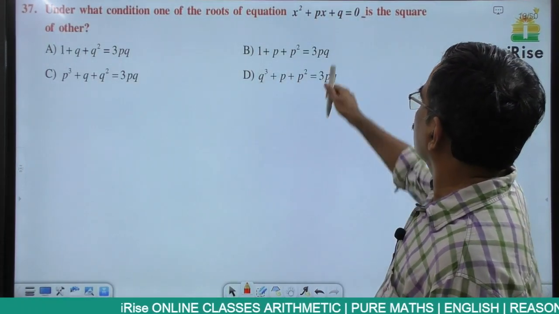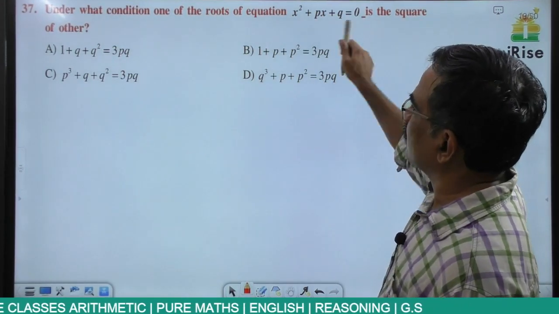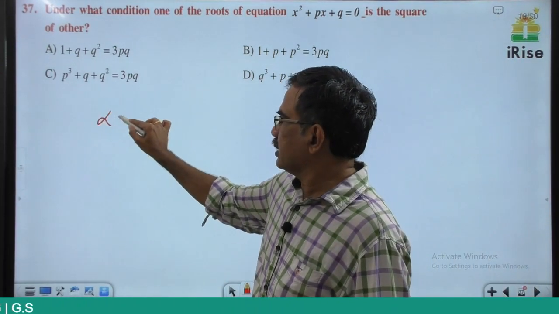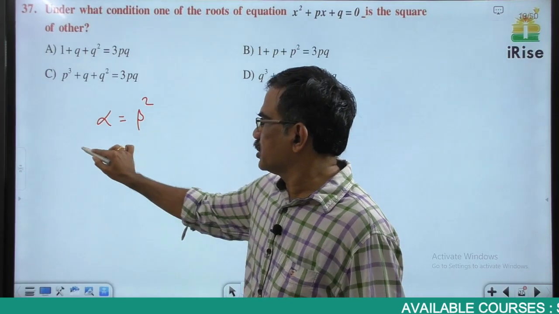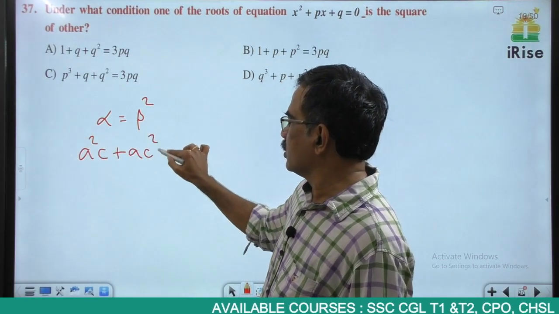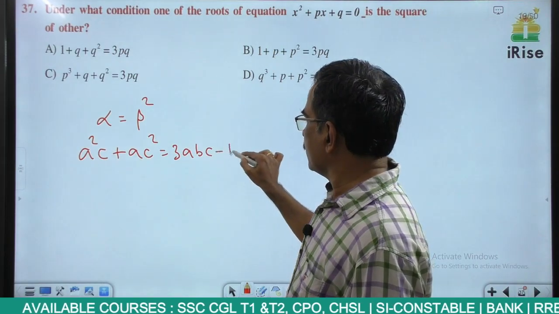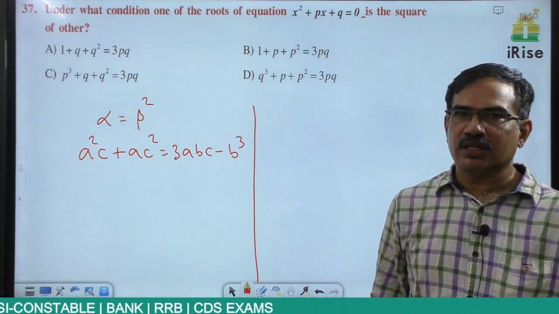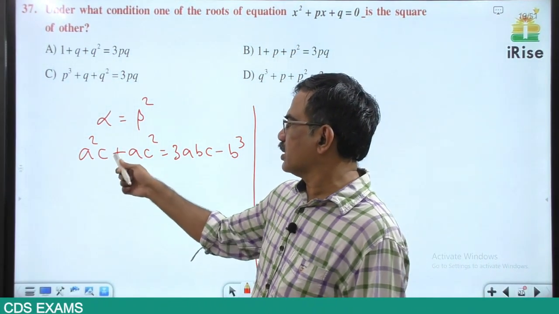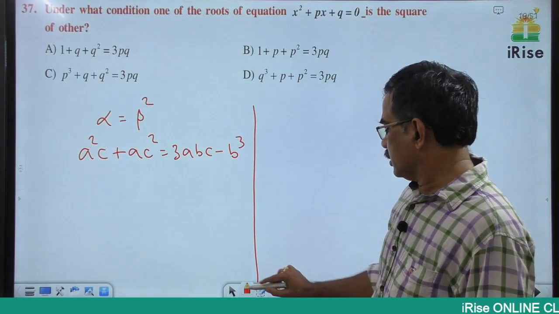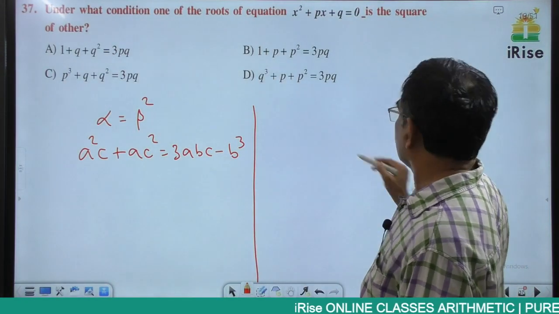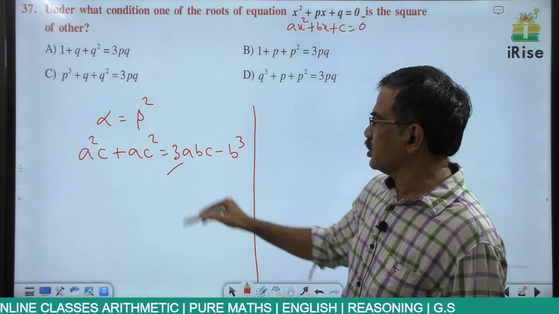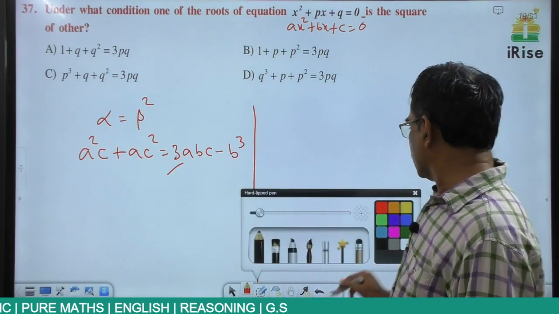Under what condition is one root of the equation the square of the other? If one root is the square of the other, I have given one condition: a square c plus ac square is equal to 3abc minus b cube. Very important condition. Here the original equation is ax square plus bx plus c is equal to 0. This is the condition. I want to use this condition to get the answer.